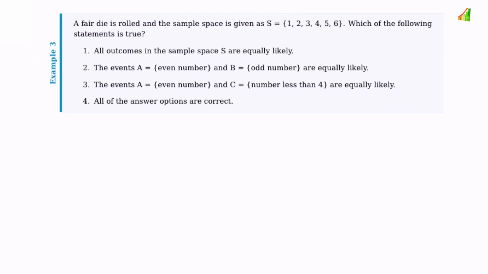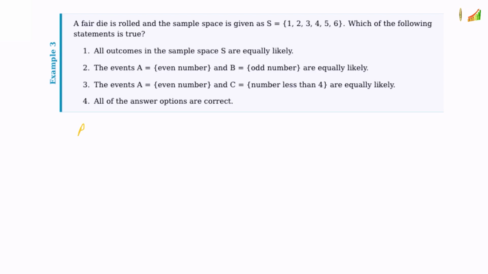Now example 3. A fair die is rolled and the sample space is given as S = {1 to 6}. It is the same experiment we discussed just before. Which of the following statements is true? First one. All outcomes in the sample space S are equally likely. Yes, I explained this before, but let me explain again. All outcomes. What are the outcomes here? 1, 2, 3, 4, 5, 6.